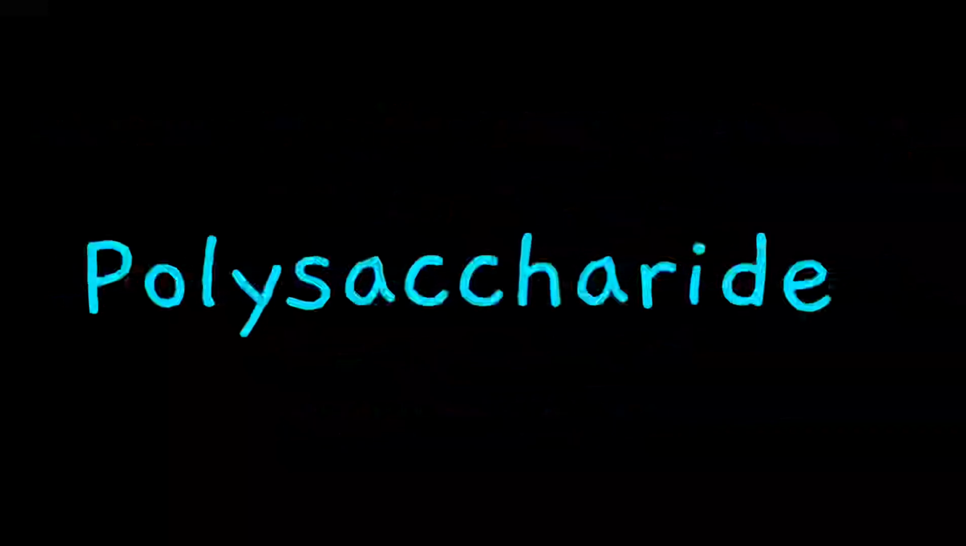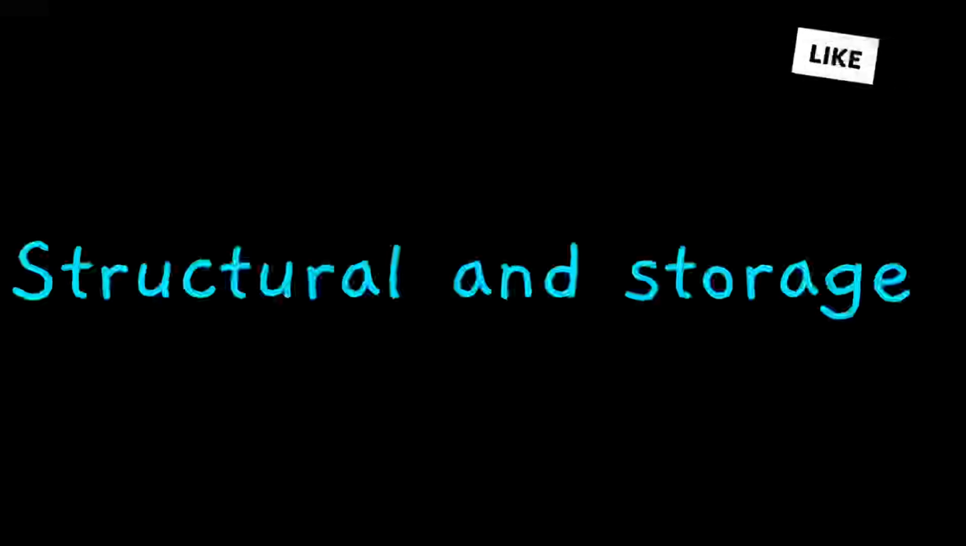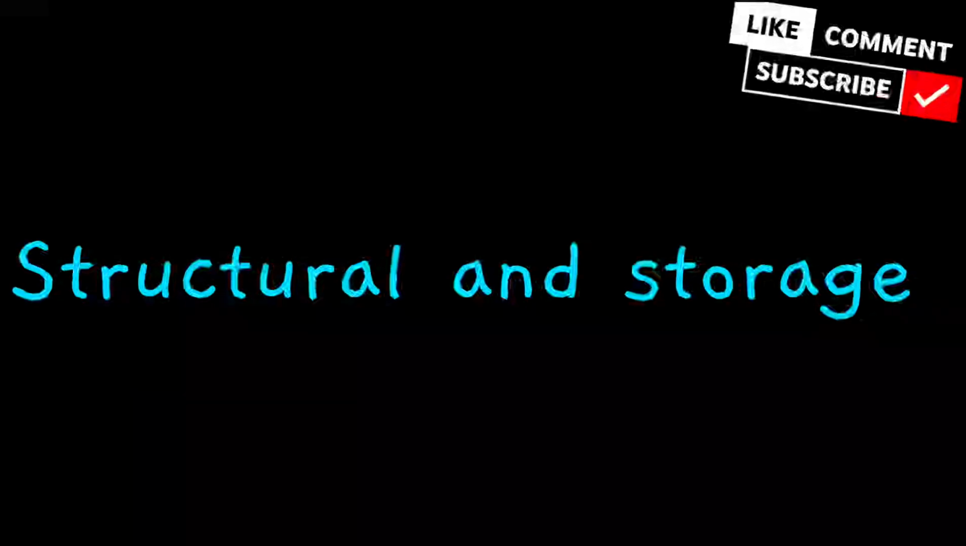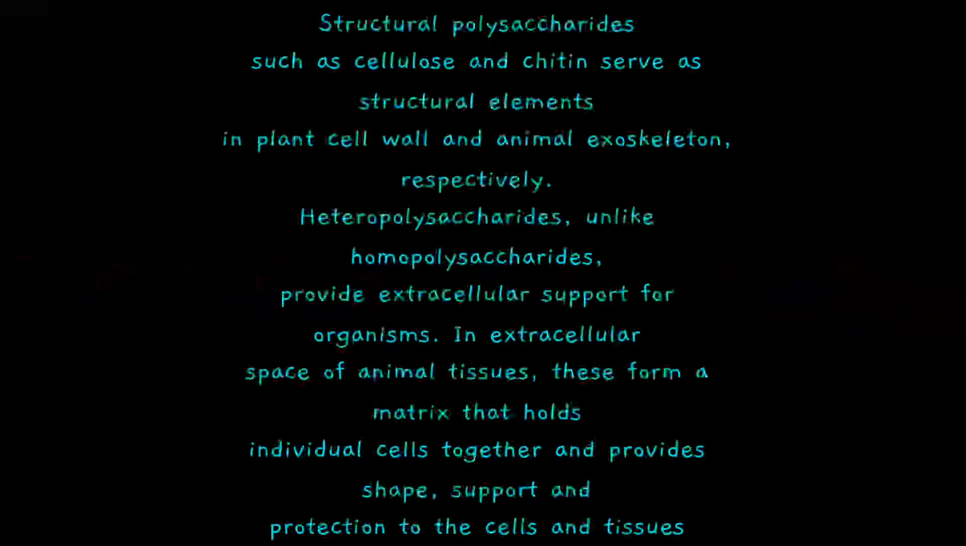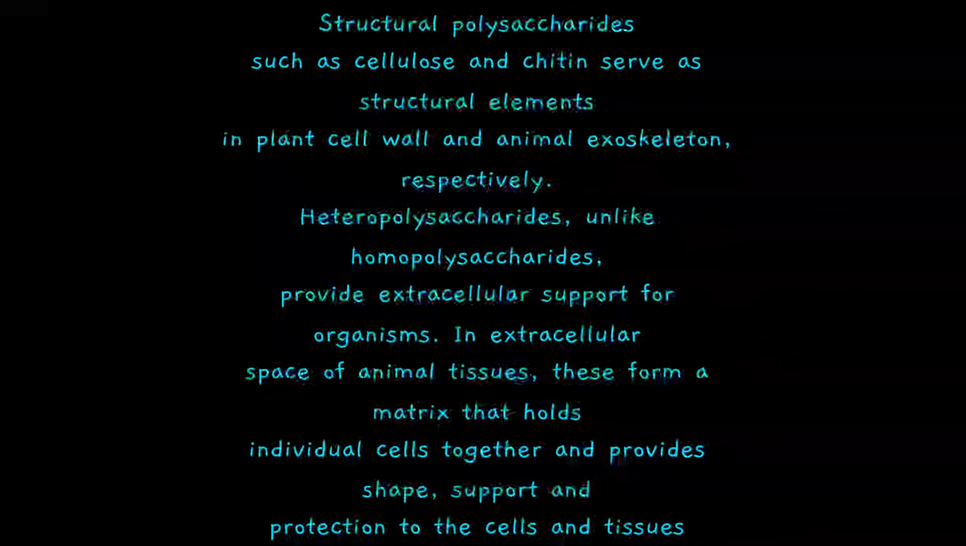What is a polysaccharide? Depending on the functional role played by the homopolysaccharides, they are divided into storage polysaccharides and structural polysaccharides. The storage polysaccharides serve as a storage for the monosaccharide that is used as a fuel. Starch is an example of a storage polysaccharide in plants, and glycogen is a storage polysaccharide in animals. The structural polysaccharides such as cellulose and chitin serve as structural elements in plant cell walls and animal exoskeletons respectively.